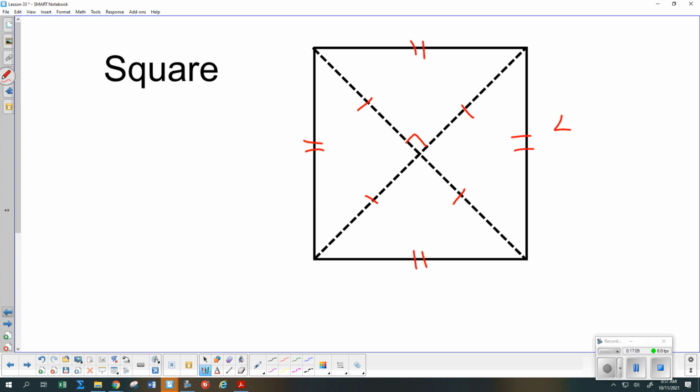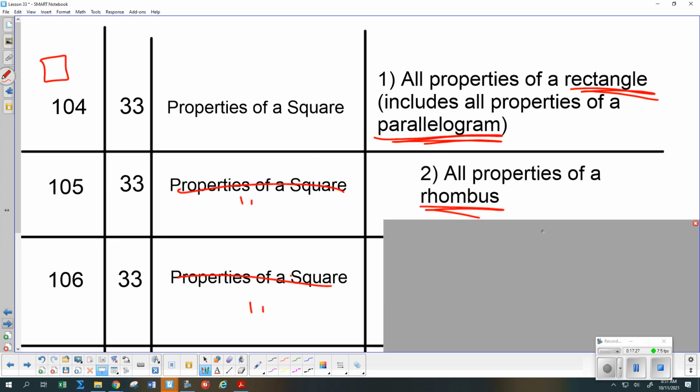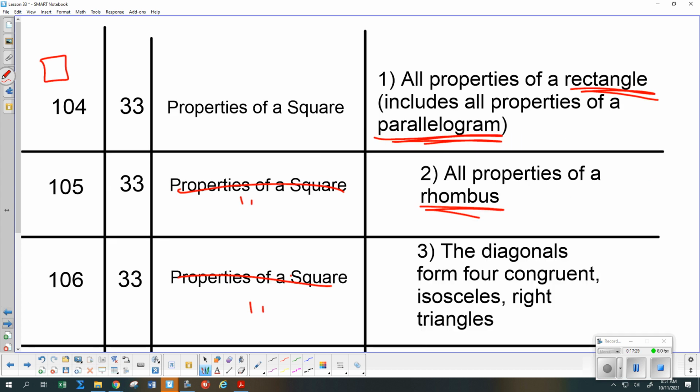So I still have four congruent right triangles, but there's one more thing about those triangles. If they have two sides that are the same, what kind of triangle are they? And that is our final property for the square, four congruent isosceles right triangles.